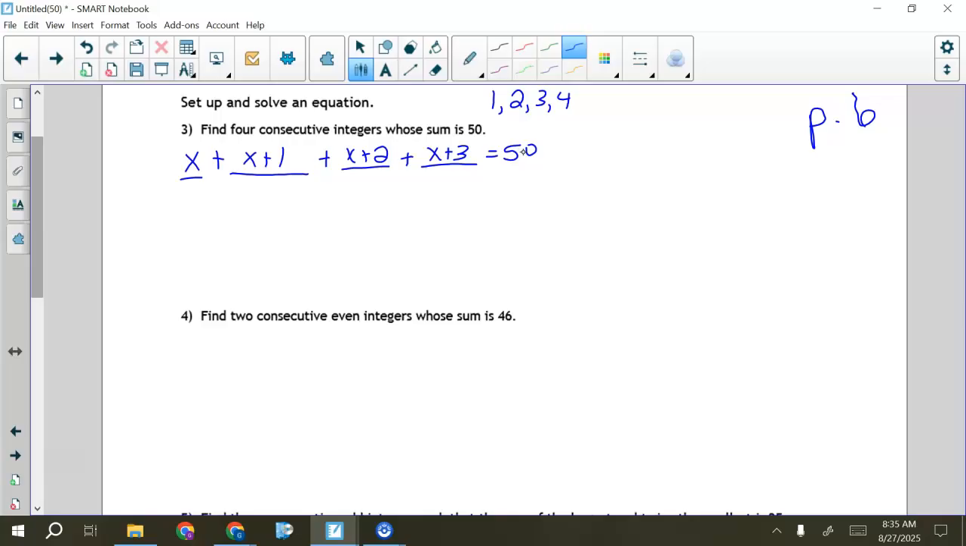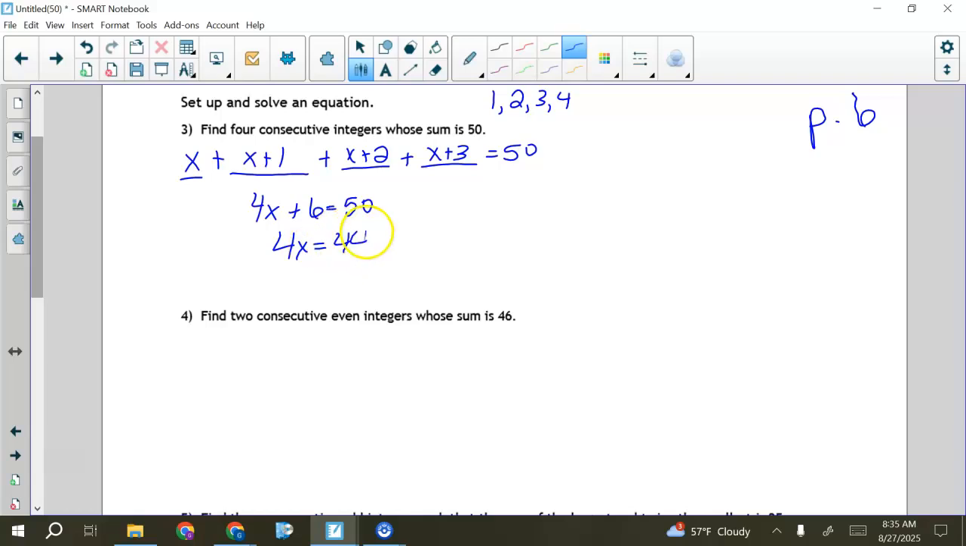You could guess and check, but sometimes that takes you longer to get to the answer. And sometimes not this one, but some problems have decimals. So that's not always the best method. All right, so then I can add up all my x's. So we have 1, 2, 3, 4x. And then add up your numbers. Plus 6 equals 50.